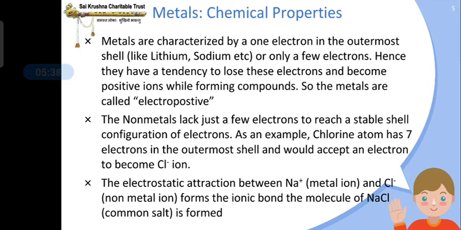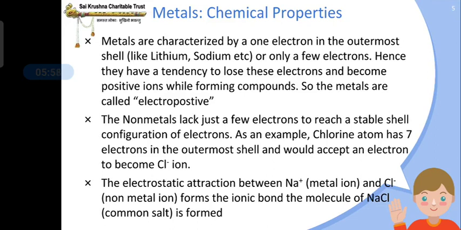So what happens when the outermost shell has a smaller number of electrons, or one electron? Then it has a tendency to lose an electron instead of gaining an electron. Okay, it is easy to lose an electron. So hence it forms a positive ion, and therefore the metals are called electropositive.